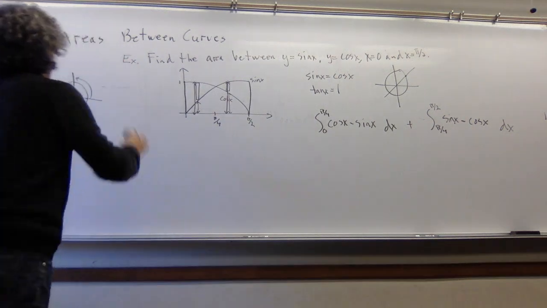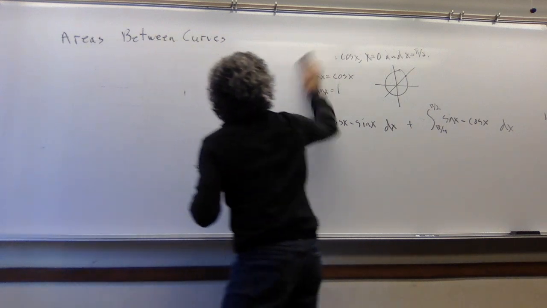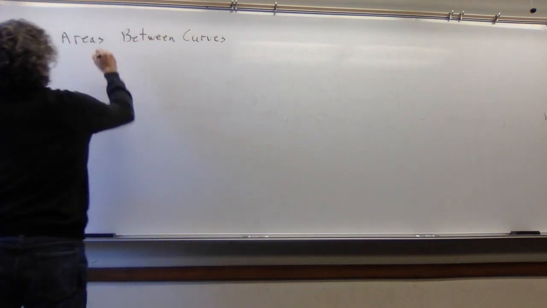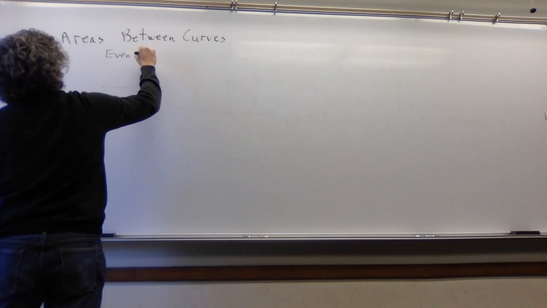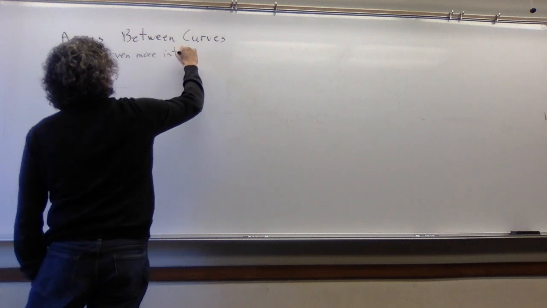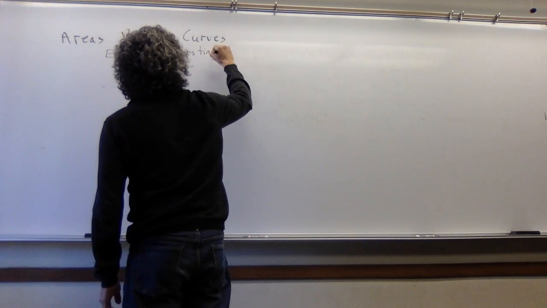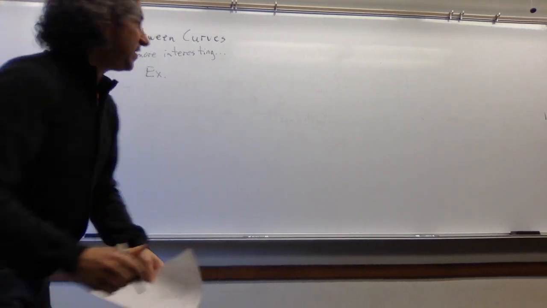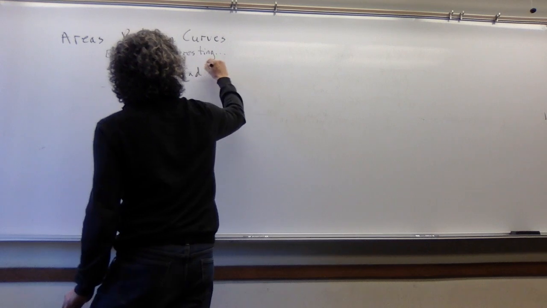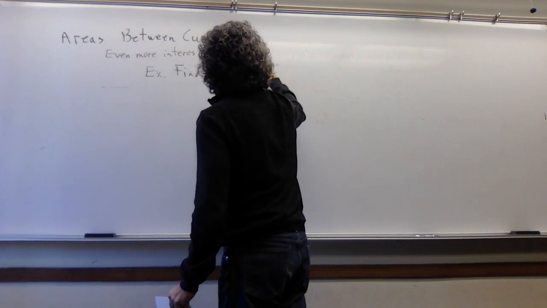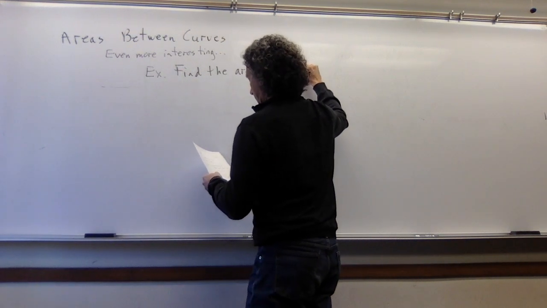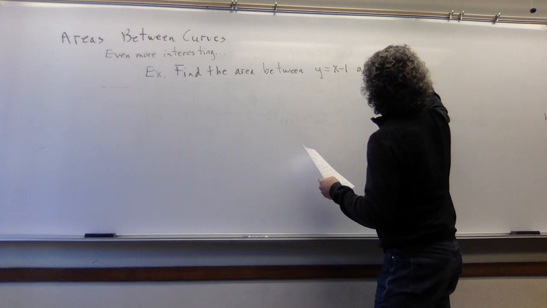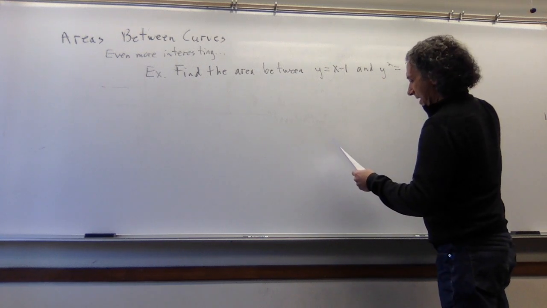And now let's look at a problem that's even more interesting. I'm going to call this one even more interesting. So here's the example I have in mind. So I'd like to find the area between y equals x minus 1 and y squared equals 2x plus 6.